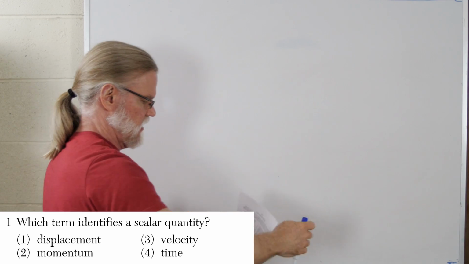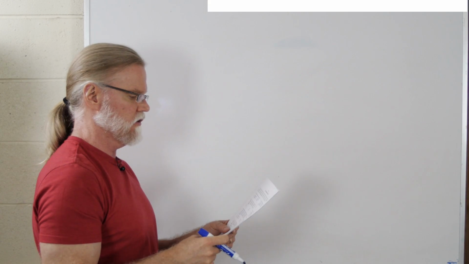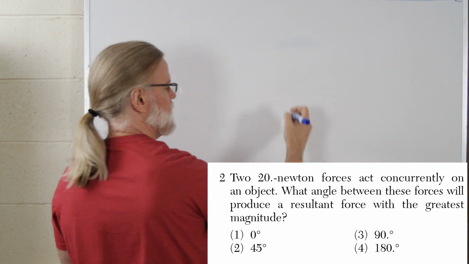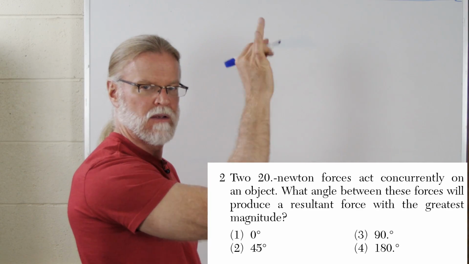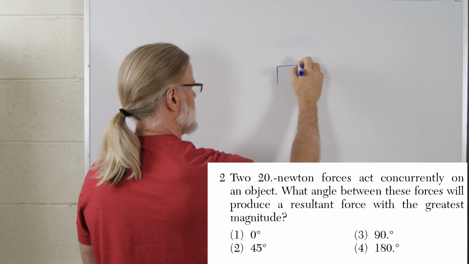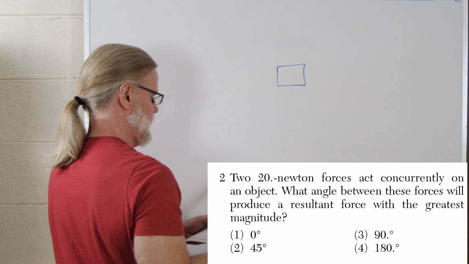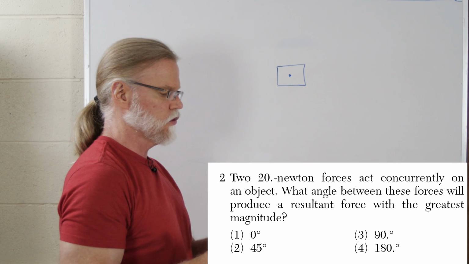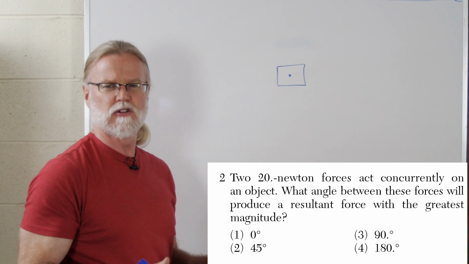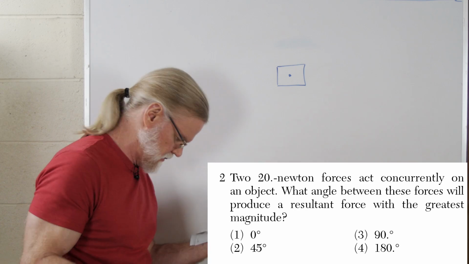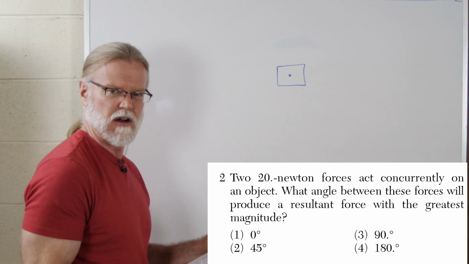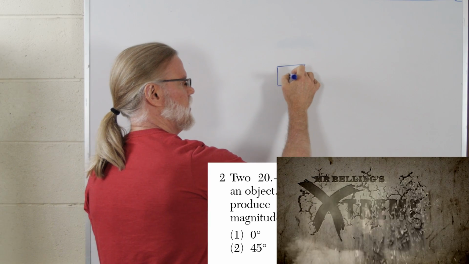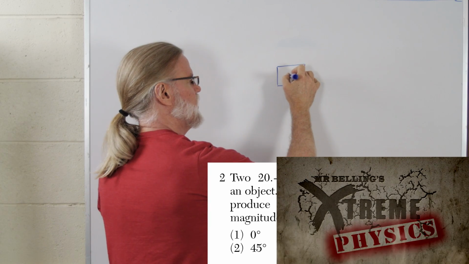Question number 2. Two 20 Newton forces act concurrently on an object. Oh, let's draw this. Make sure we draw. Let's warm up our hand. Here's my object, and I'm going to have two 20 Newton forces acting concurrently on it, which will produce a resultant with the greatest magnitude. So they're asking for some sort of extreme event. Extremely large in this point. Extreme physics! Extremely large.